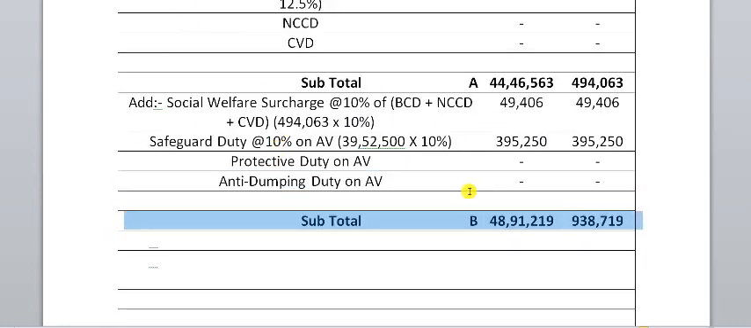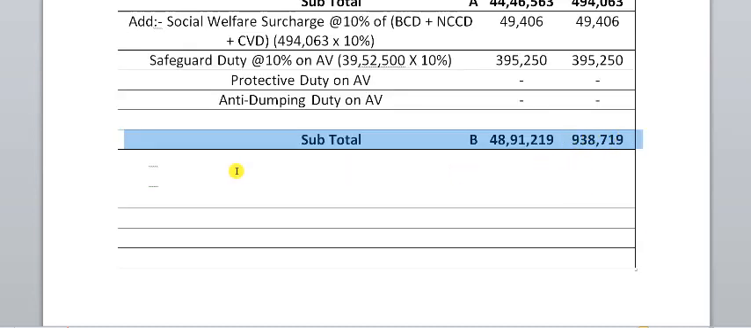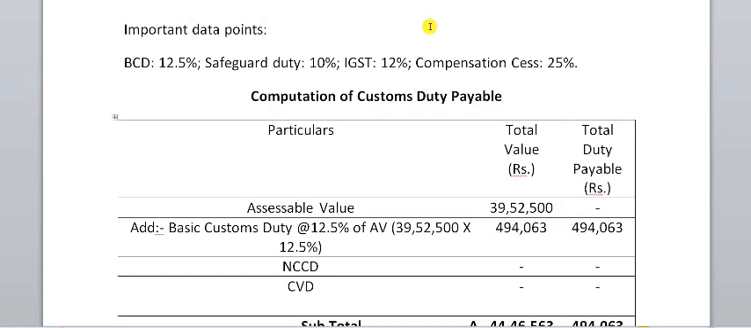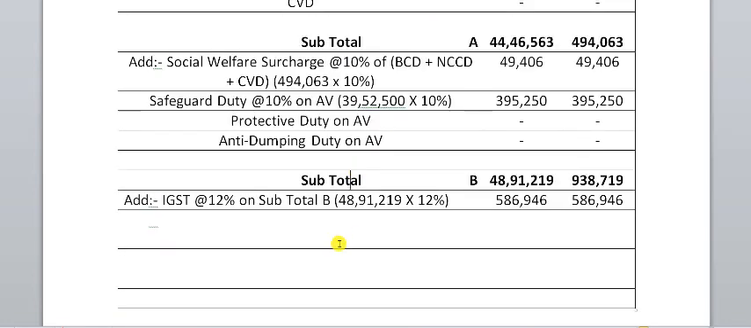So by this we'll get subtotal B: 44,46,563 plus 49,406 plus 3,95,250, you'll get 48,91,219. And here in the duty column, 4,94,063 plus 49,406 plus 3,95,250, you'll get 9,38,719. Add IGST at 12%, they have mentioned it as 12%, so 12% on subtotal B, please remember that.